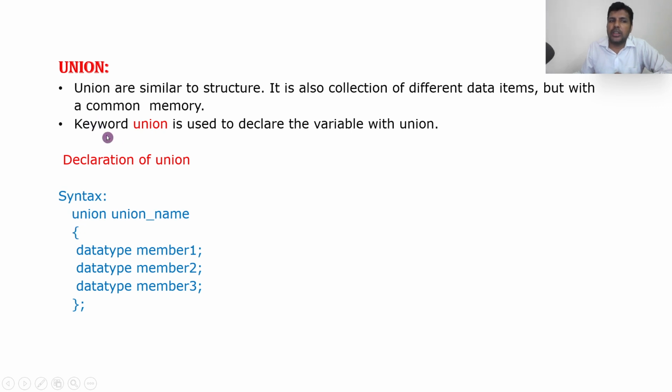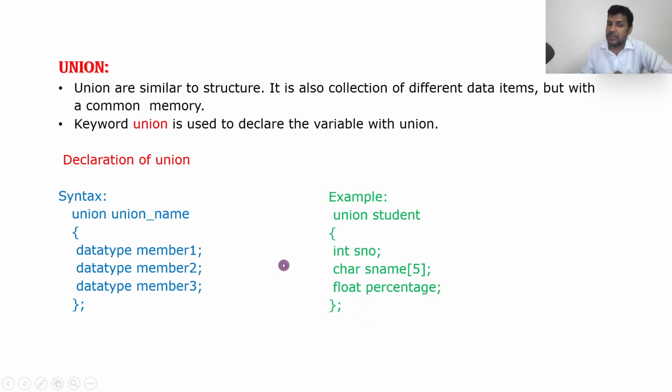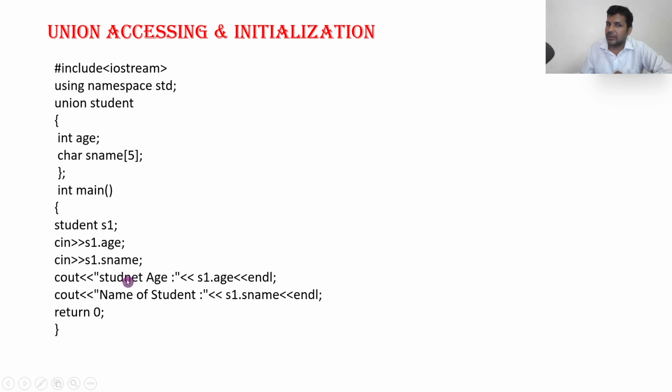So it's the same, the only difference is the keyword is union, and the second thing is they have common memory. The remaining things are the same. You can see the same syntax, same example, right? Same program I am taking, so let us change the previous program only. Only difference is union.